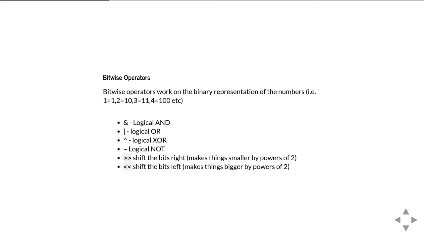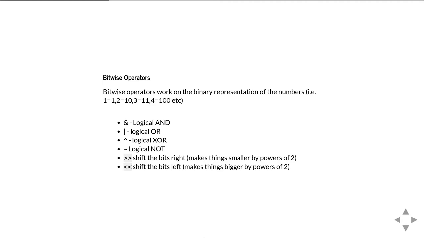So then on to some of the less common operators. There is a family of what are called bitwise operators. These are working with a binary representation of a number. So in other words, 2 is 10, 3 is 11, 4 is 100, and so on.